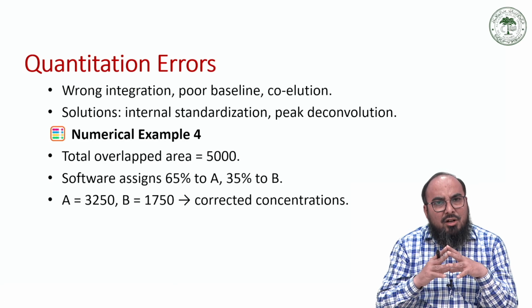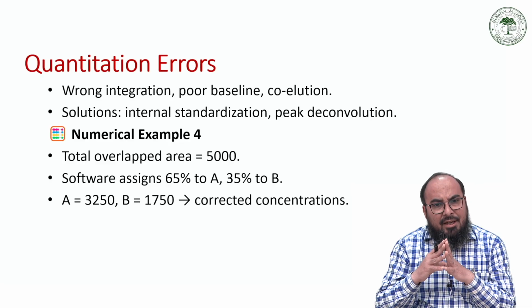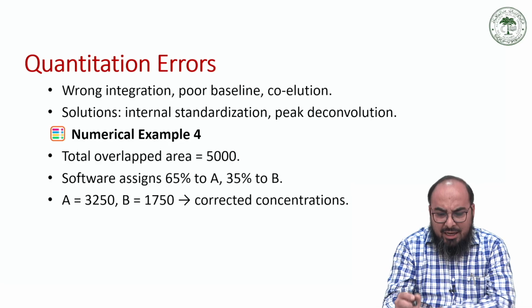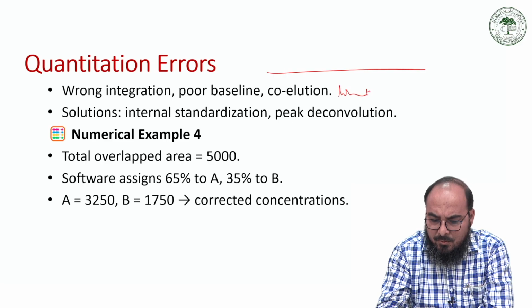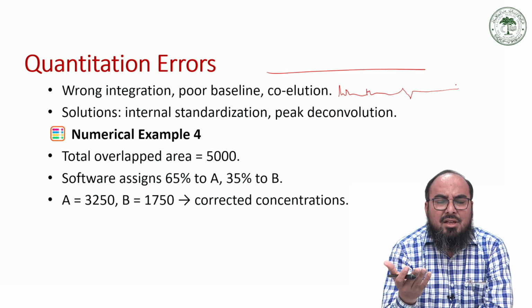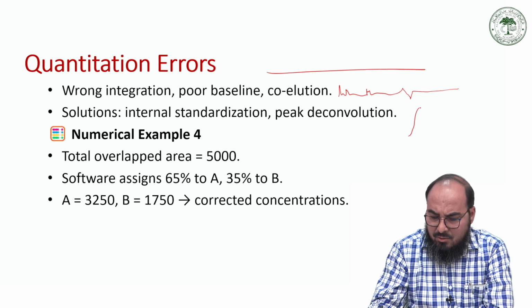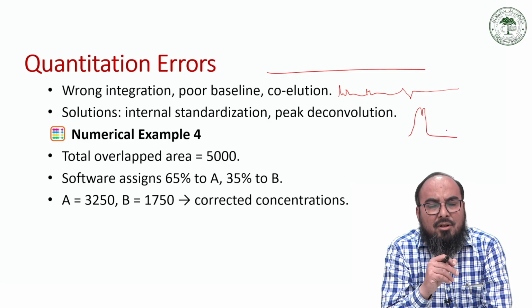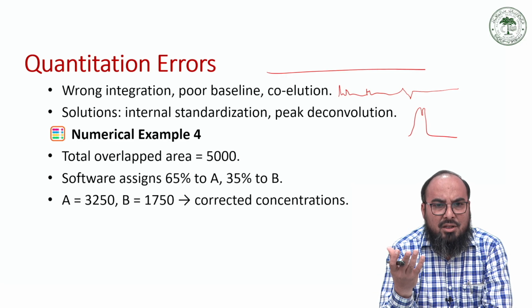Similarly, there are certain quantitation errors. That is, you have wrongly integrated the peak area, or the baseline was not smooth. It was like this. So because of this, certain errors occur. Similarly, coelution also occurs. So again, you can do temperature programming to solve all these.